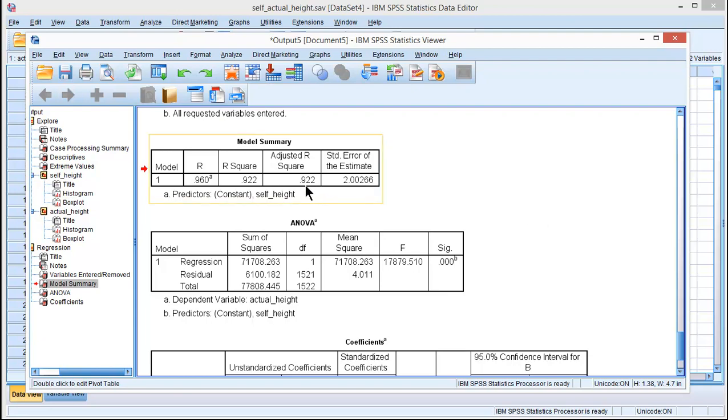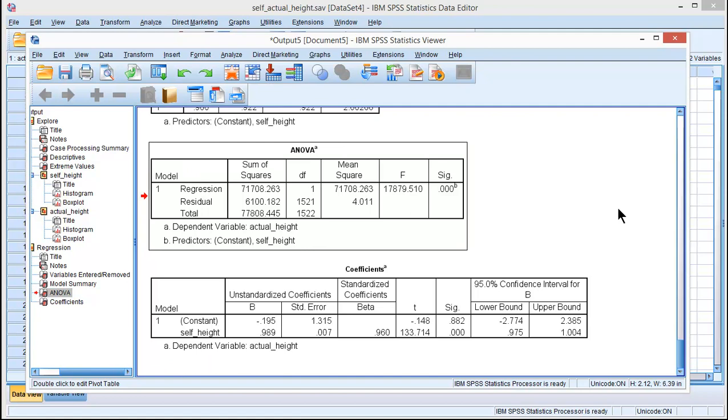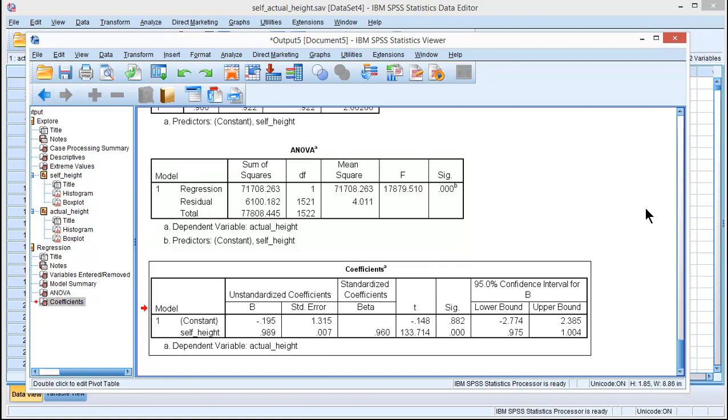And the adjusted R squared is 0.922. There's no difference between adjusted and R squared because the sample size is so huge. Standard error of the estimate is 2.00. Most people don't report that. The ANOVA is irrelevant, really. We don't have to look at that in a bivariate regression.